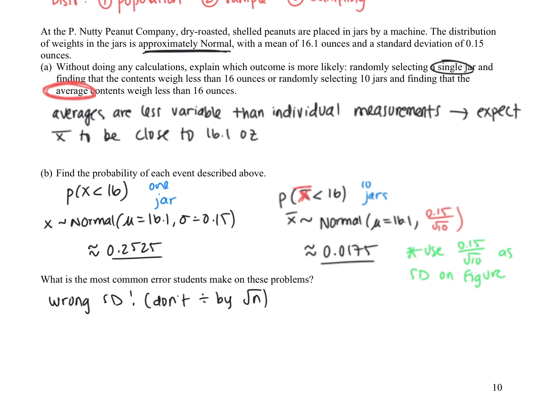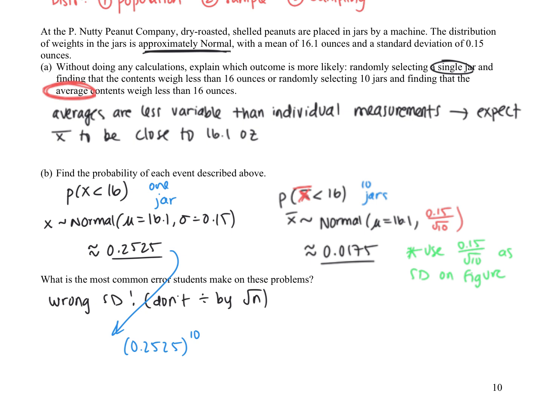Last thing I want to address is what some students will do when they're answering part B. They'll say, okay, I'm going to find one jar, this 0.25, and they'll take that, and they're like, well, I have 10 jars, so I'm just going to raise it to the 10th power. That is not going to give us the correct answer. What is this the probability of? It is a probability, it's just not the one we're looking for.